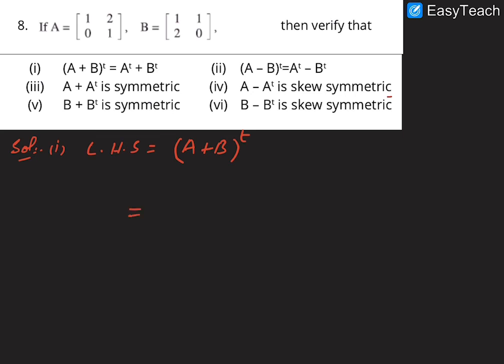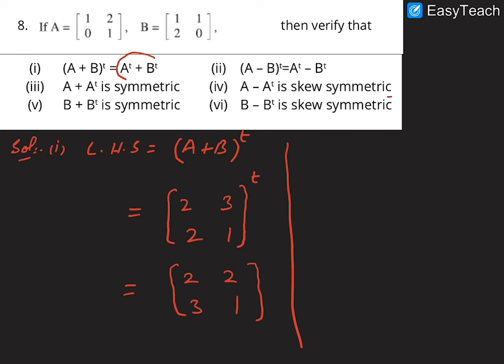First of all we will find A plus B. A plus B will be 2, 3, 2, and 1. And we need to take its transpose. Its transpose will be equal to, interchanging rows into columns, 2, 3, 2, 1. This will be the answer of the left hand side.